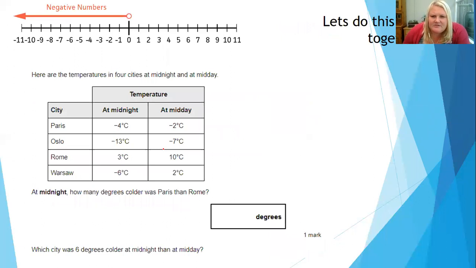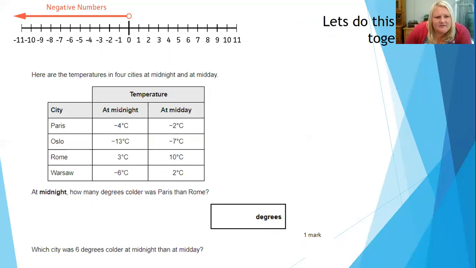Okay, let's do this one together. So this is about temperature. So we're starting to think about negative numbers in different contexts now. What that means is that we're looking at it in different ways, where it could apply to different things. So here are 4 temperatures in 4 cities at midnight and midday. So we've recorded them twice.